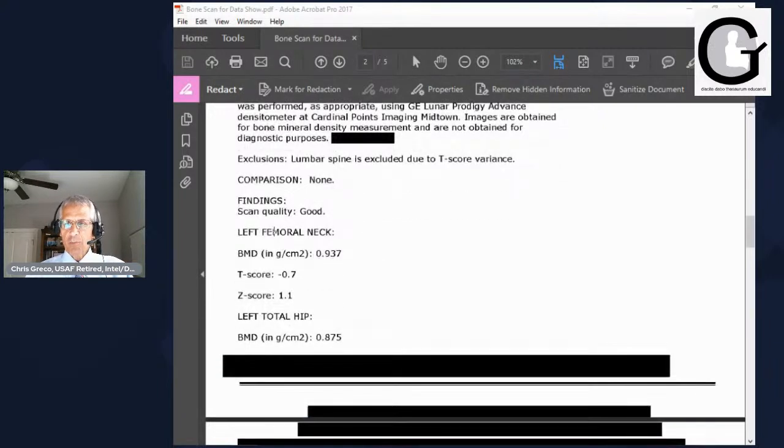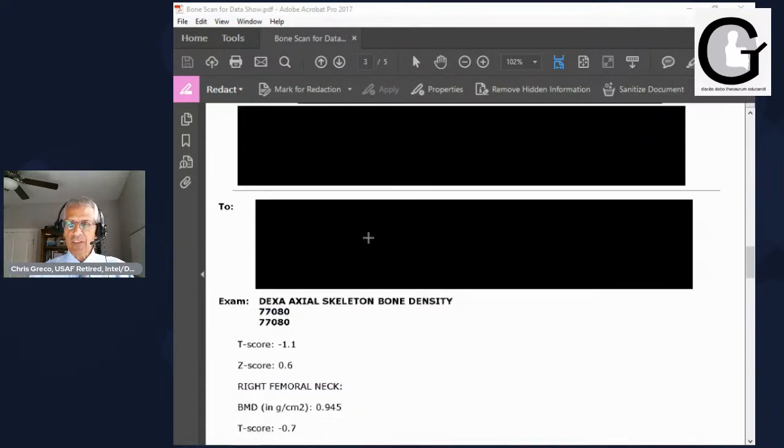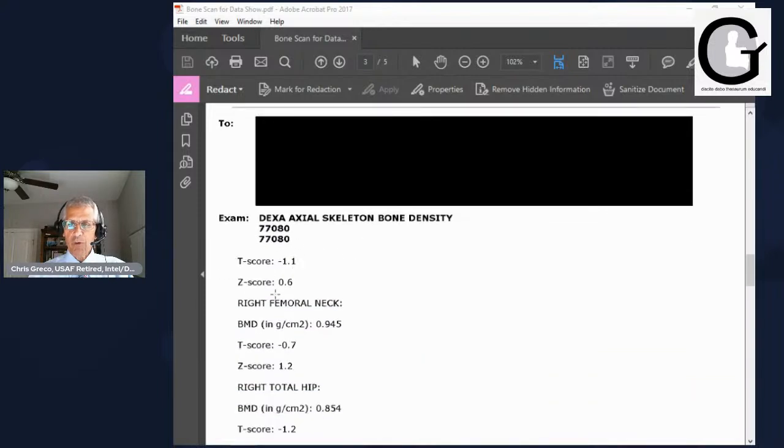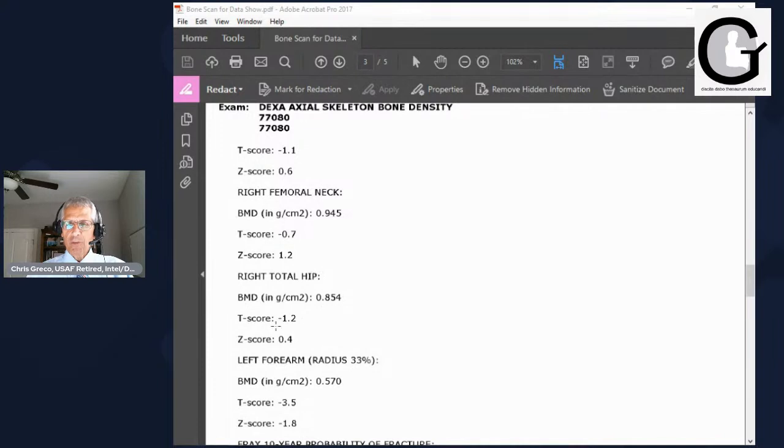But this is the bone mineral density, 0.937, T-score, negative 0.7. What does that mean? Don't know. Z-score, we'll talk about that. Z-score, 1.1. What does that mean? Well, we've talked about Z-scores and T-scores, but what exactly does that mean? So that's your left femoral neck. This is your left total hip, and that goes into that area. T-score, negative 1.1, Z-score, 0.6, right femoral neck, negative 0.7, 1.2, right total hip, negative 1.2, 0.4.